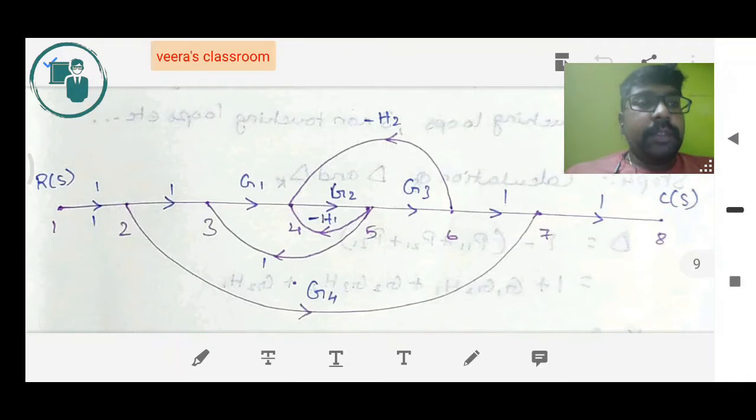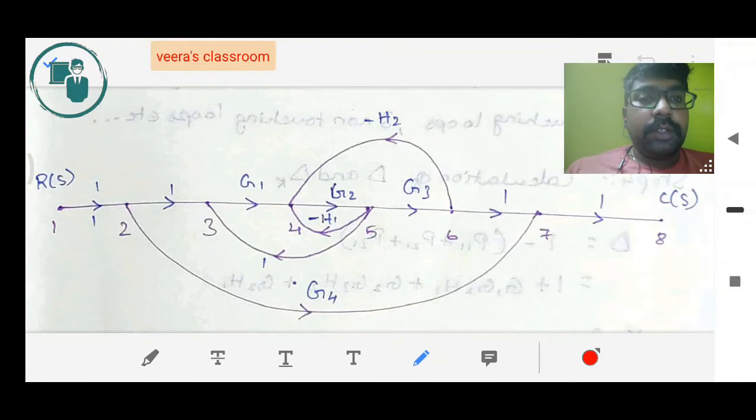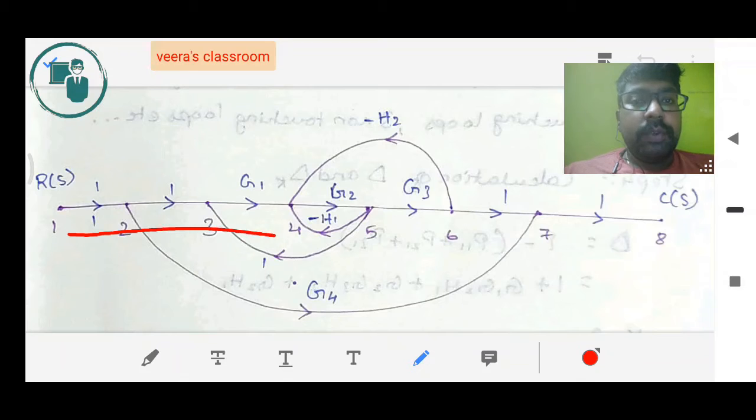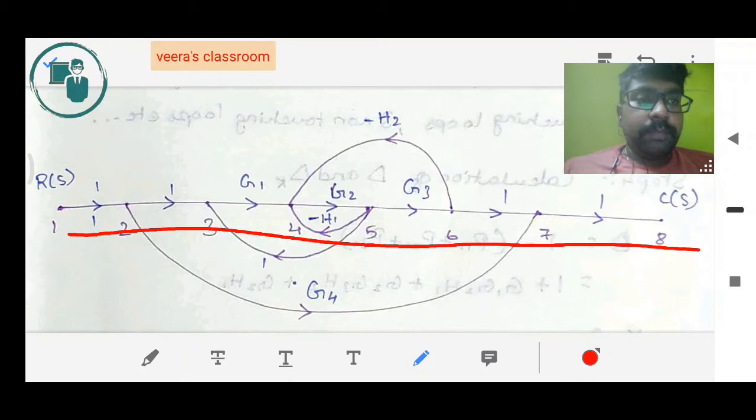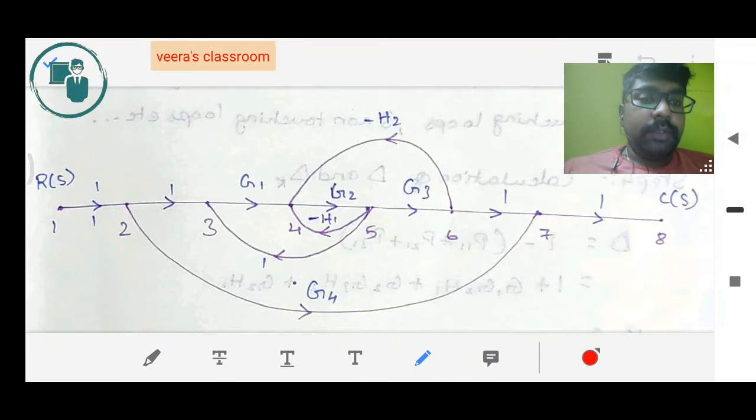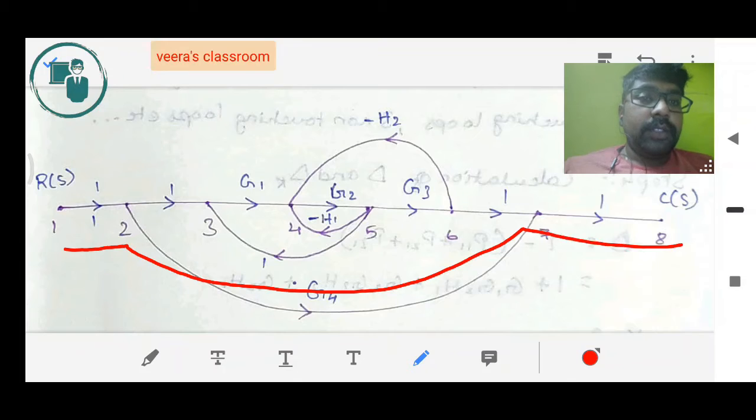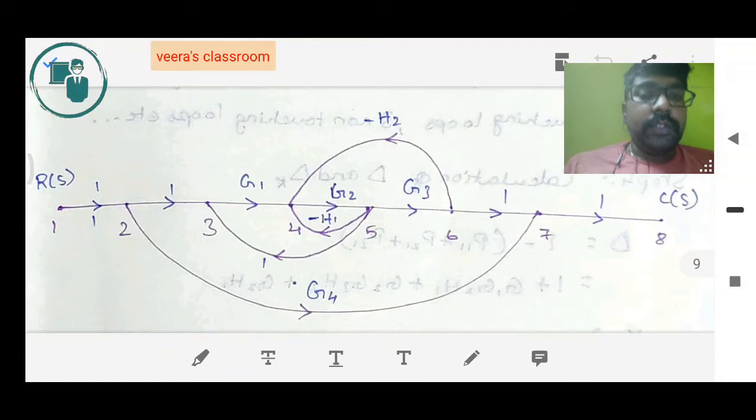The basic step number 1 is to find the forward path gain. We will see the number of forward paths. The first forward path starts from node number 1 and goes to nodes 3, 4, 5, 6, 7, 8. This is the first forward path. The second forward path starts from 1, goes to 2, jumps to 7 and goes to 8. This is the second forward path. We do not have any more forward paths. Forward paths 1 and 2, so the value of k is 2.